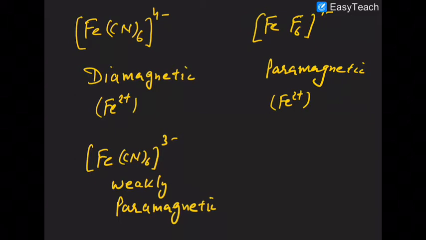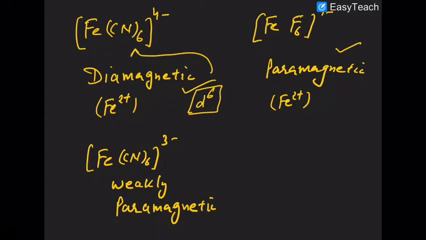Now this compound is what? This compound is diamagnetic. This compound is paramagnetic. Interestingly, in both the cases, iron is in +2 state, so it is d6. So why is the d6 system with cyanide diamagnetic while the d6 system with fluorine is paramagnetic?